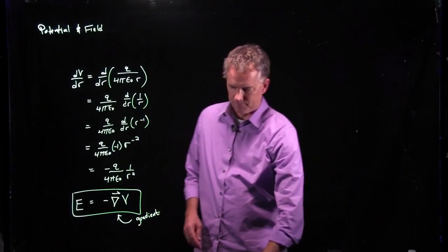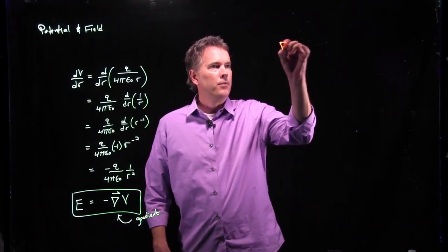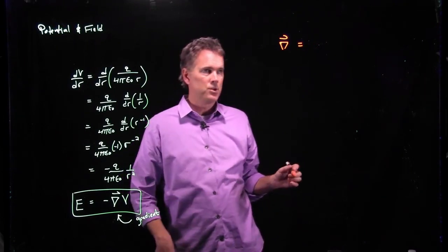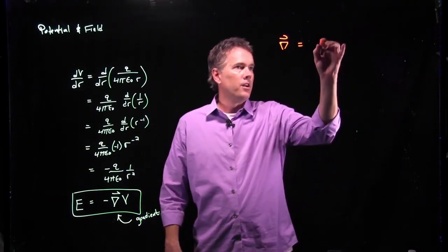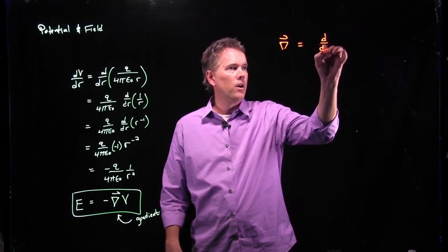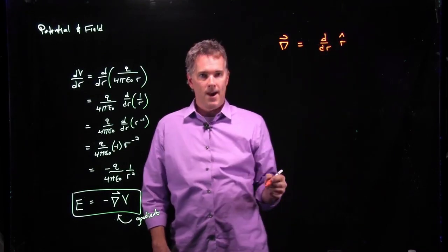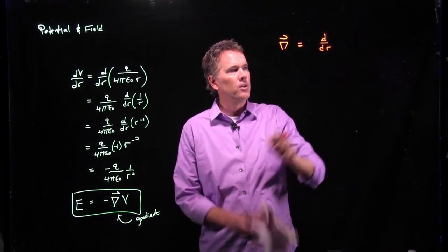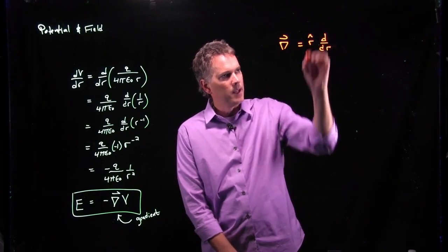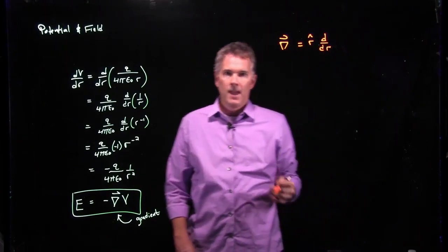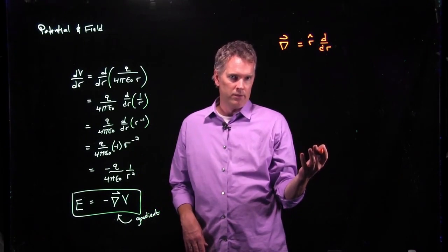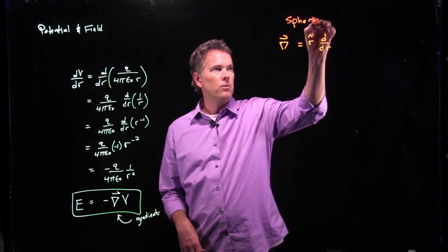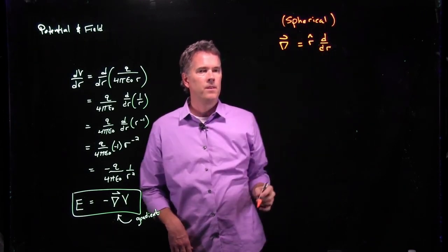So, for instance, if we're only worried about the r direction, like we are with a point charge, the gradient is just d dr with an r hat. Okay? Or if you don't like writing it like that, you can write it like that. Okay? If you have other coordinates, then you can write the other terms as well.